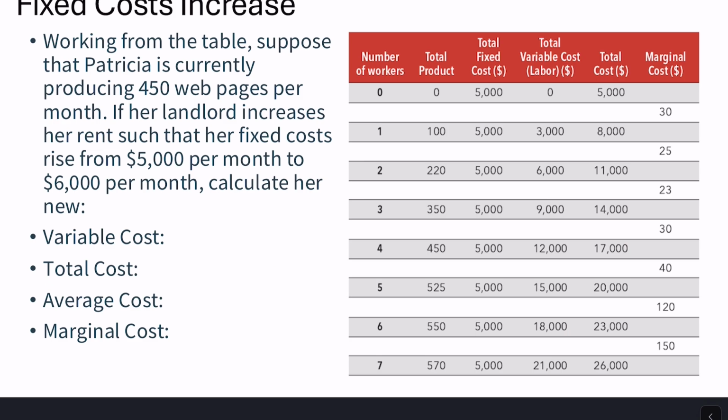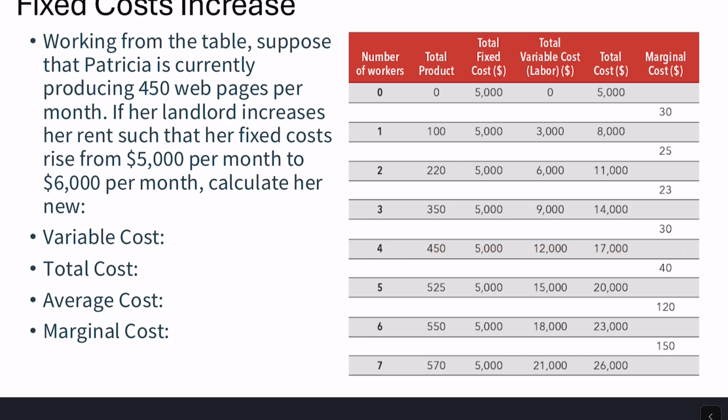Now same table, same situation, but now we're going to have our fixed cost increase. All right, so Patricia is currently producing 450 web pages again. Her landlord is going to increase her rent such that her fixed costs rise from $5,000 per month to $6,000 per month. And now we want to recalculate all these different cost concepts. So we need a new variable cost, total cost, average cost, and marginal cost. So notice here our total fixed cost is 5,000. These need to change to 6,000. Now I'm not asking you to redo the entire table. I'm just asking you to redo this for that 450 web pages. So we're just going to redo this line here.